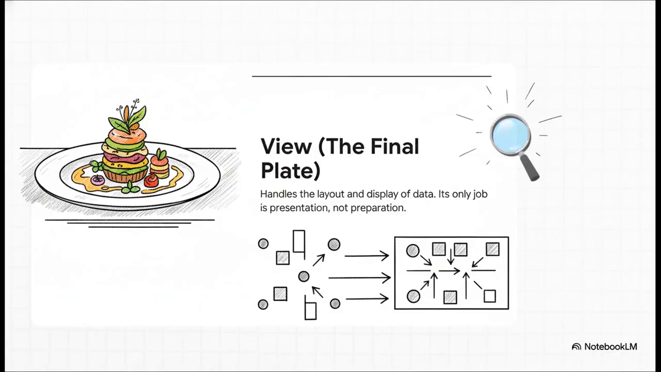Then we've got the view. The view is that final plate of food. Its one and only job is presentation. It makes everything look appetizing, but it has absolutely no clue how the meal was cooked. The view doesn't do any work. It's passive. It just displays whatever it's given.